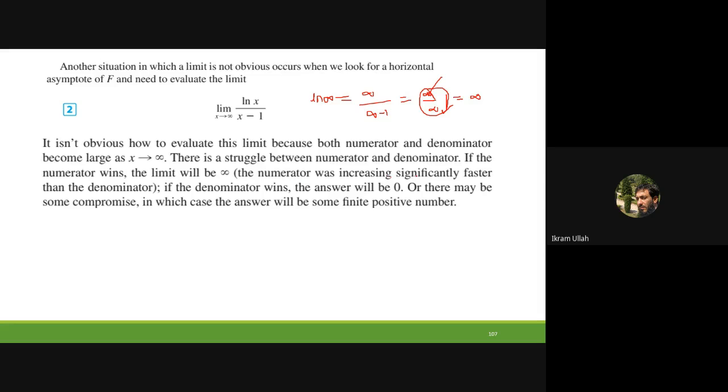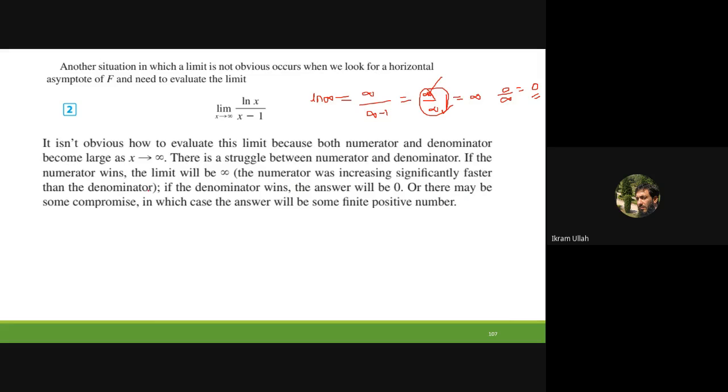In other words, the numerator is increasing significantly faster than the denominator. If the denominator wins, meaning the denominator is increasing significantly faster than the numerator, then the answer will be equal to 0, because the numerator will be finite and the denominator will be infinity, and anything divided by infinity is equal to 0.